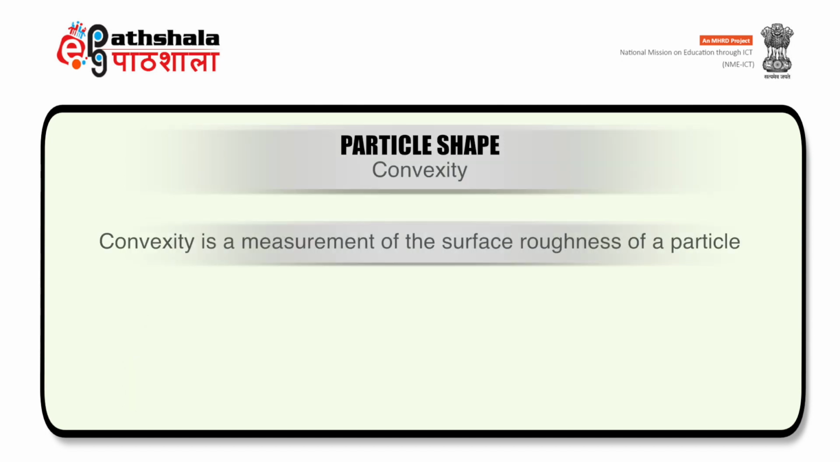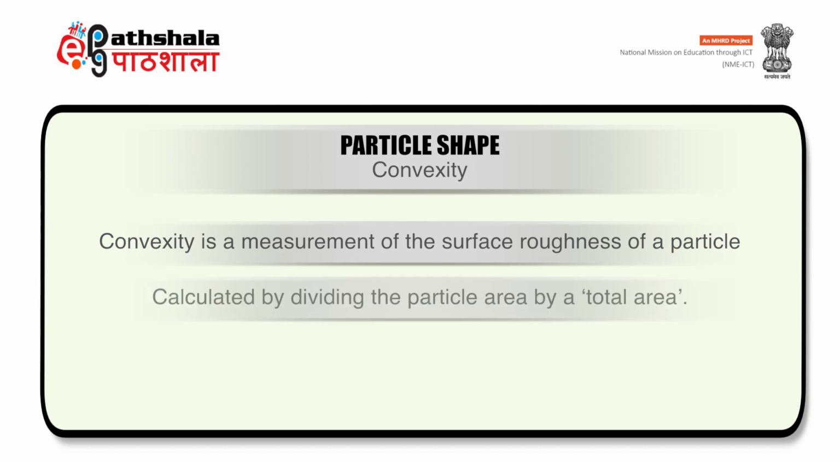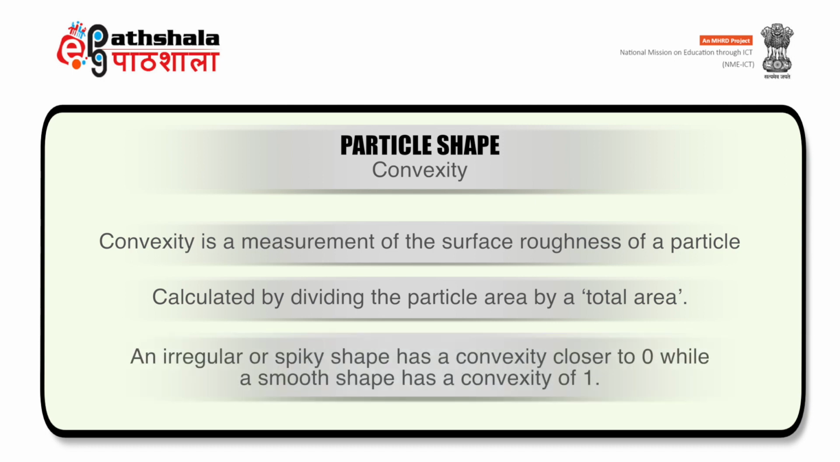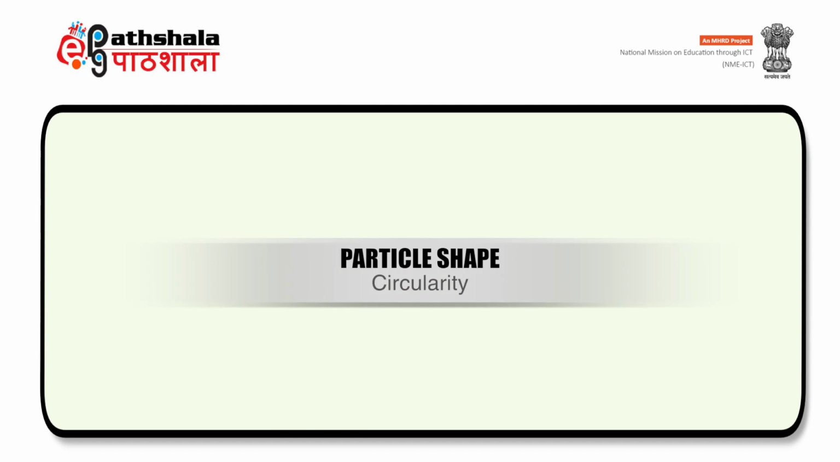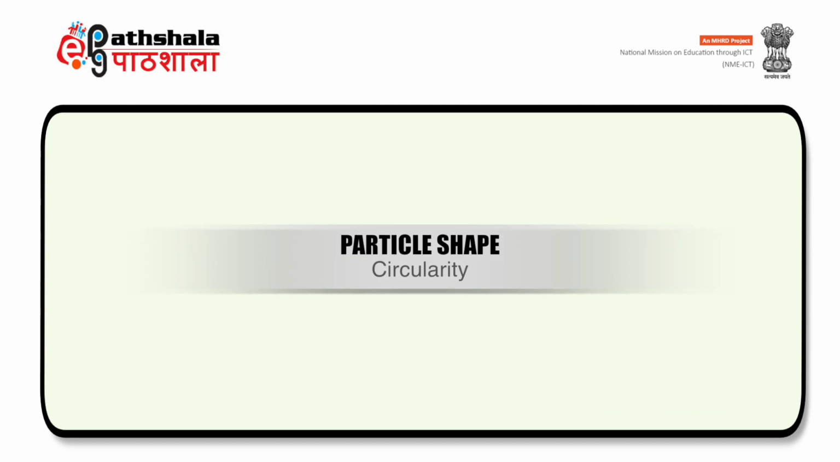Convexity. Convexity is a measurement of surface roughness of a particle and is calculated by dividing the particle area by the total area. An irregular or spiky shape has a convexity closer to 0, while a smooth shape has a convexity of 1. The last parameter to describe particle shape is circularity.